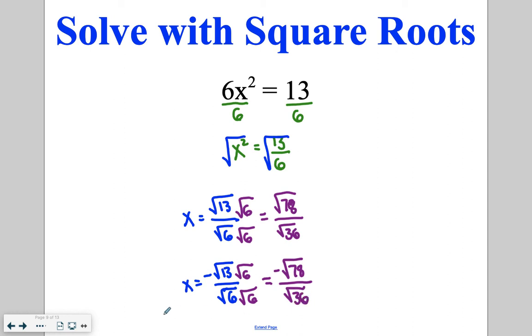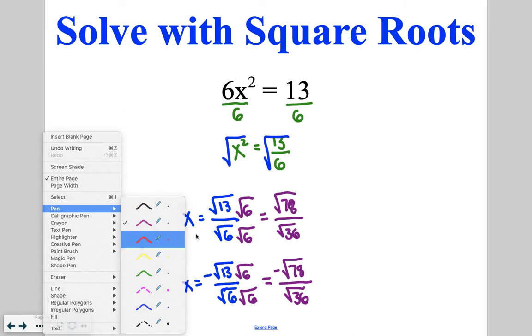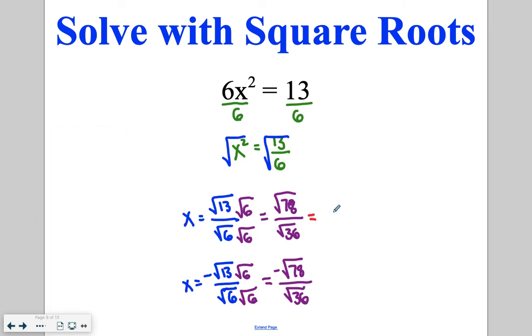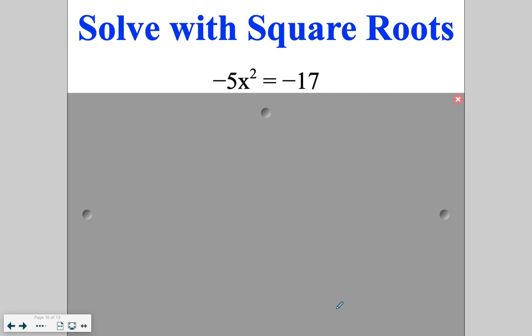But we all know that we can solve the square root of 36 and get an answer of 6. So then we've got square root of 78 over 6, and negative square root of 78 over 6. You would have to go through and see if you could reduce 78 using a perfect square. In this case, you can't. So these two would be your final answers. Go ahead and try this one on your own.